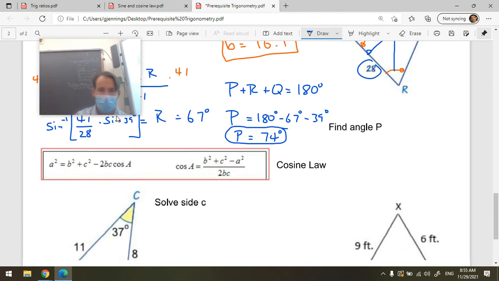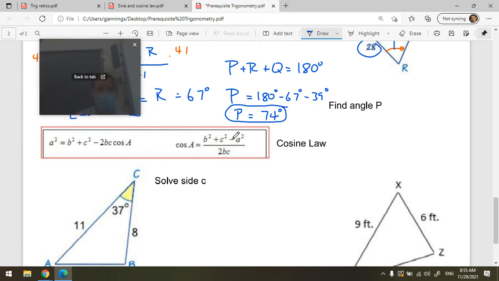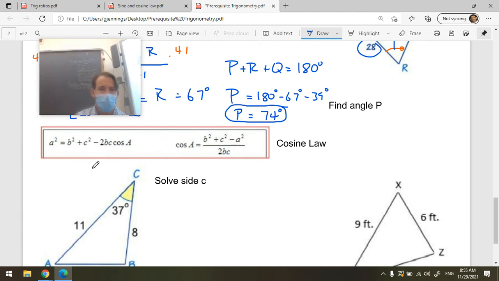Let's keep going, everybody. Now we get to cosine law. Cosine law looks a lot more complex than sine law, but if you remember, a squared equals b squared plus c squared is your Pythagorean theorem, you'll find that that's already baked into your cosine law. The Pythagorean theorem is just a special case of your cosine law.